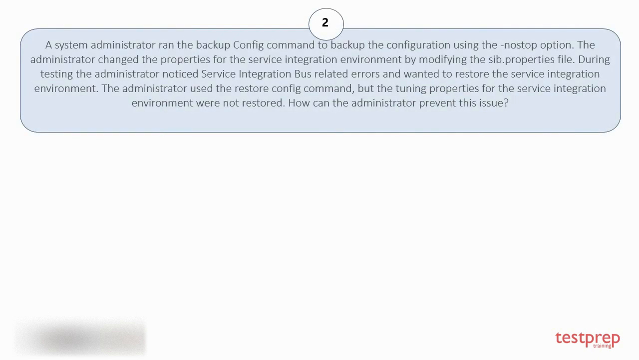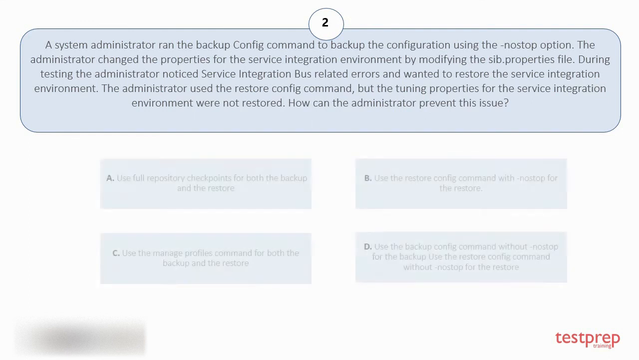Question number 2. A system administrator ran the backup config command to backup the configuration using the no stop option. The administrator changed the properties for the service integration environment by modifying the sib.properties file. During testing, the administrator noticed service integration bus-related errors and wanted to restore the service integration environment. Administrator used the restore config command, but the tuning properties for the service integration environment were not restored. How can the administrator prevent this issue?